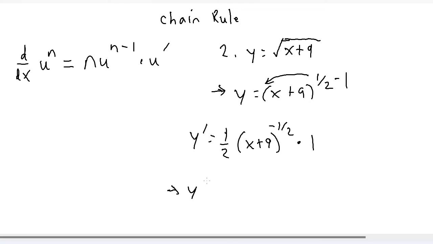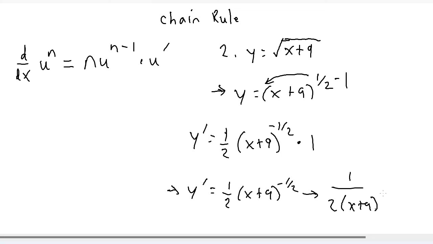So we get y prime is equal to 1/2 times x plus 9 to the negative 1/2. And since it's a negative exponent, we can bring that to the denominator, and we say that it equals 1 over 2 times x plus 9 to the 1/2.